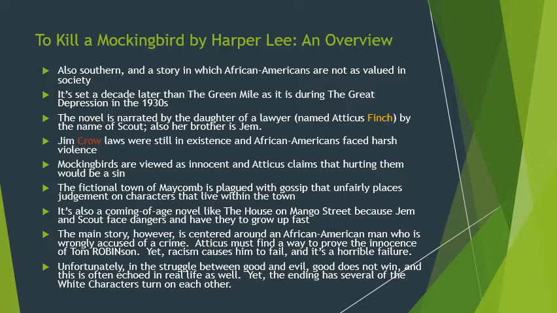Also, just like The House on Mango Street, this is about children, this time a boy and a girl. Jem, the older brother, and they face challenges growing up and learning. So, unfortunately, in the struggle between good and evil, good does not win here. And this is often echoed in real life as well. Yet the ending has several of the white characters turn on each other, which is an interesting twist at the end there. So there's themes and situations that are all over the place here.